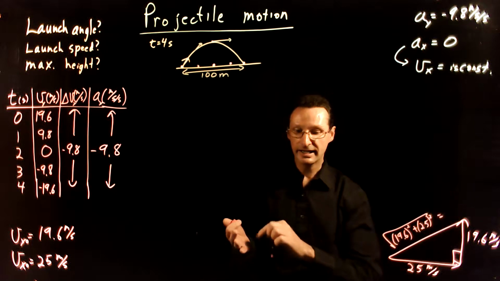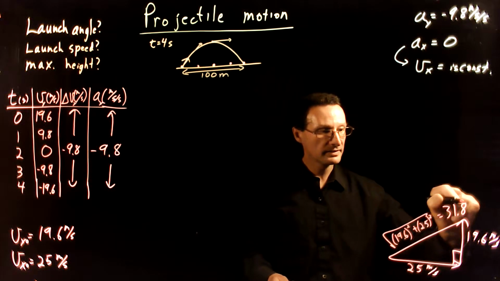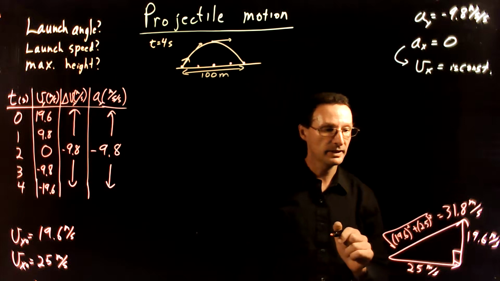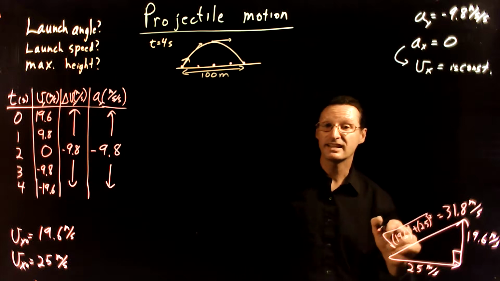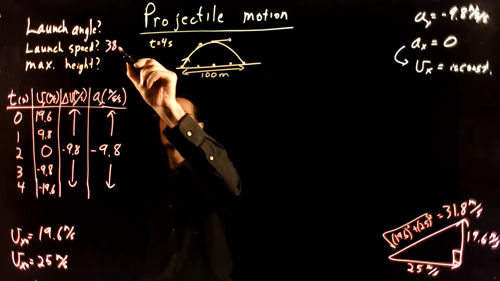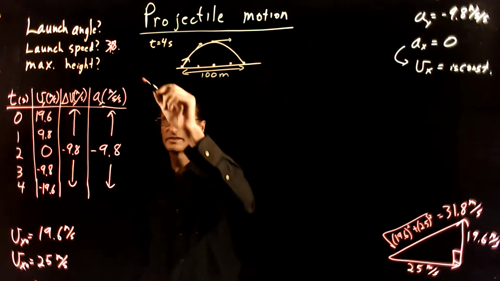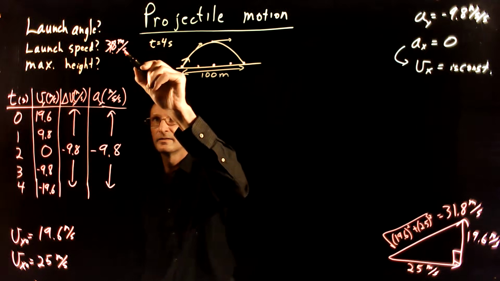And when I do that on a calculator, I get 31.8 meters per second. Okay, so that is the launch speed, the initial launch speed. So the initial launch speed is 31.8 meters per second. Okay.